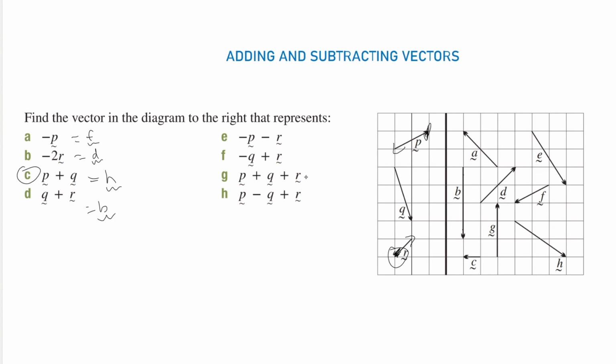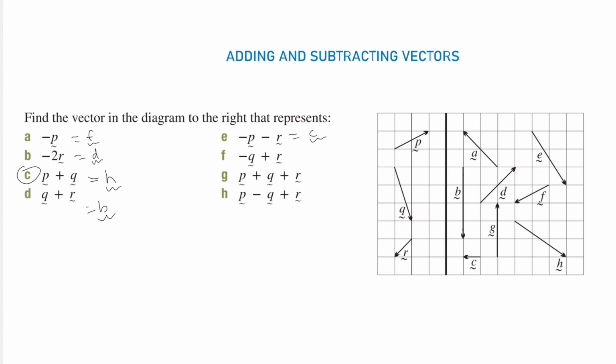So we can shift R up, however many units that is, but remember, keep the magnitude the same so that it is head to tail to head, and then we just find that the vector is just this line here. Oh, but it's going in the opposite direction, so it's just like that, and we find that our vector is C.